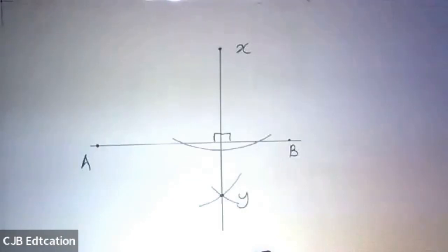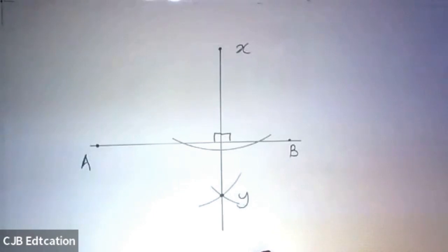You better put the second construction. Second one, constructing a line perpendicular to a given line through a point on the line.